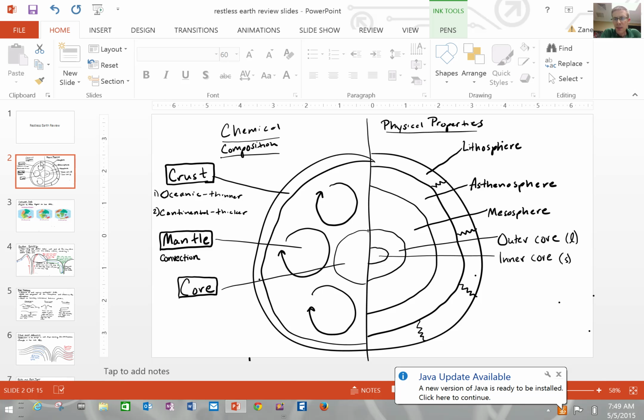You can see I've put little cracks in it all the way around. Those kind of represent plate boundaries. So the lithosphere is where we see our tectonic plates. Okay, that's important to know.